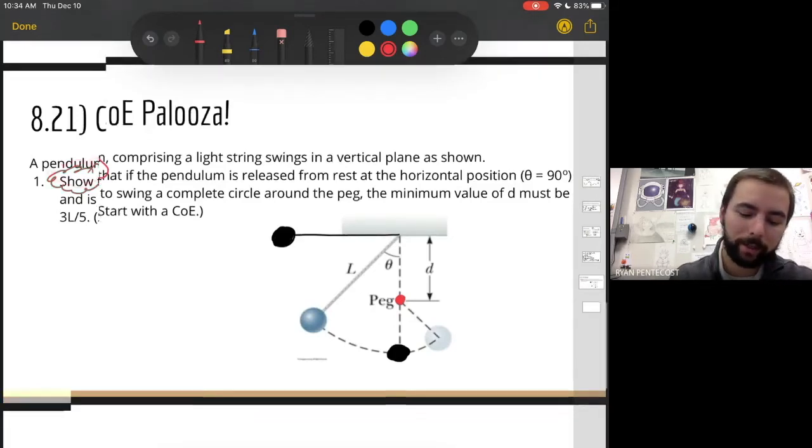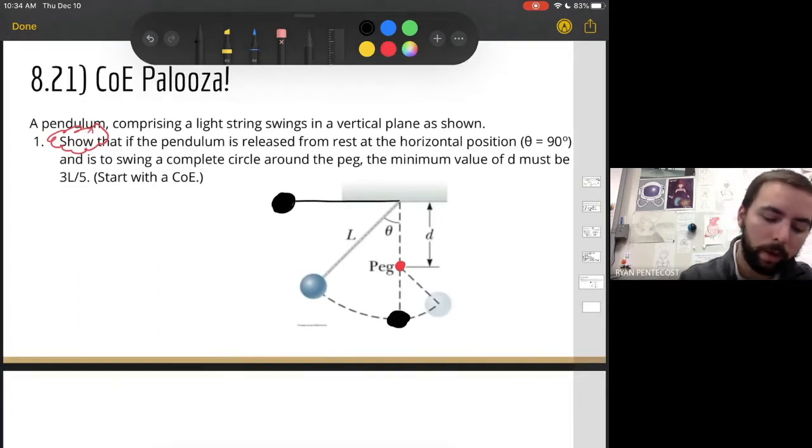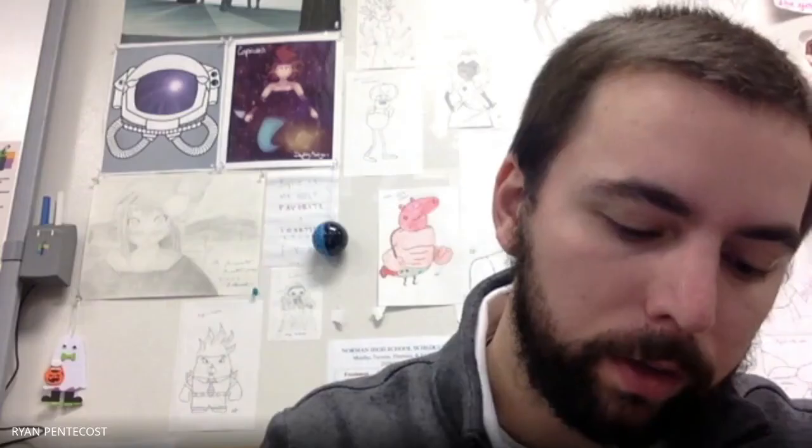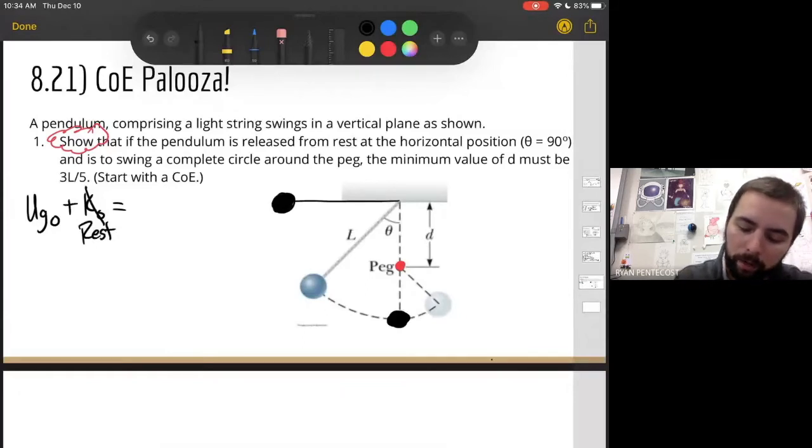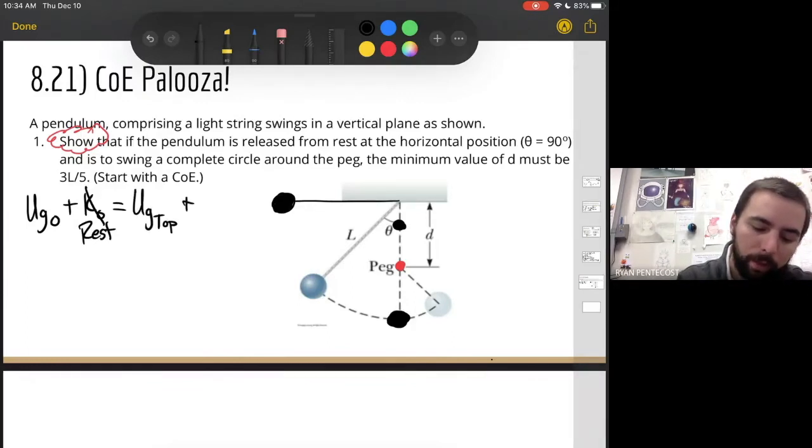So let's look at what we want to do here. We're going to start at our starting position, at that horizontal position. Theta equals 90 because theta is relative to the vertical. So we have UG naught plus K naught. It's going to equal 0 for rest. It's just sitting at rest. Then our final position is going to be wherever the top position is as it swings around. So we would say this is UG top plus K final. No springs, no friction. That's all we're dealing with.